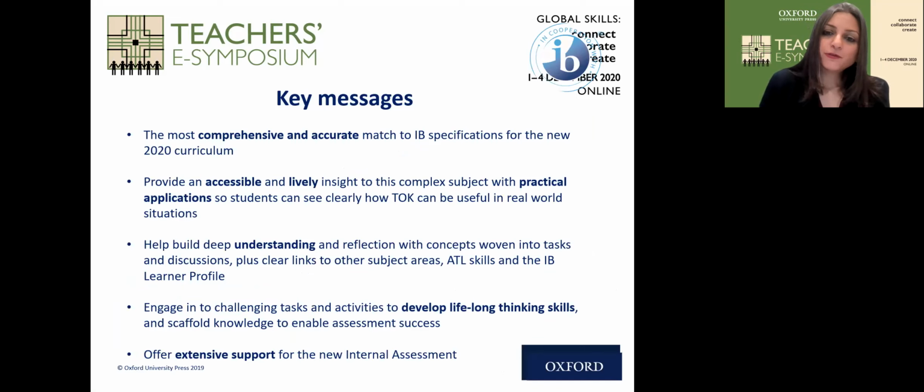The key messages from this book are that children will develop lifelong thinking skills. So the Theory of Knowledge course is not just a course which enables children to pass the IB Diploma program. It is a skill for life, and it has spillover benefits for other areas of their lives, for other subjects, and the benefits last way beyond their academic life. It provides an accessible and lively insight into this complex subject, Theory of Knowledge. And it's also a very accurate match to the IB specifications. So students can't go wrong when going through this book with its step-by-step approach. There's extensive support for teachers to guide students as well.